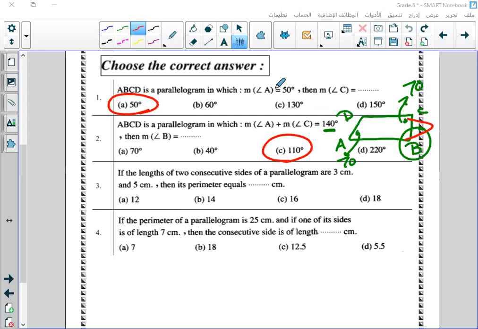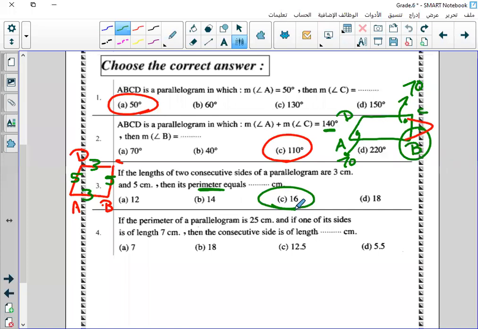Equal 16. Okay, let's try to draw a parallelogram ABCD, and two consecutive sides 3 and 5. So the opposite side to 3 equals 3 and the opposite side to 5 equals 5. Then the perimeter equals the sum of its side lengths, which equals 16. Excellent, Habiba. Thank you.